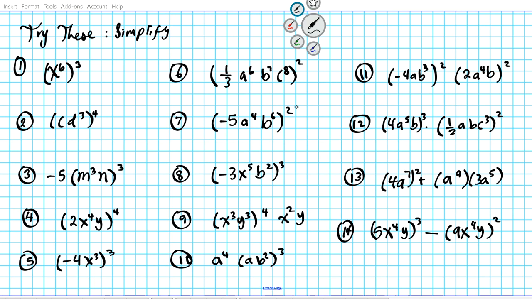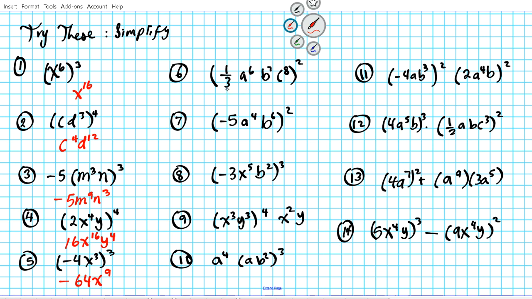Alrighty, so hopefully you had a chance to try the problems. These are the answers to the practice problems. Question number 1 is x to the 16. Number 2 is c to the 4th power d to the 12. Number 3 is negative 5m to the 9th n to the 3rd. Number 4 is 16x to the 16th power, y to the 4th. Number 5 is negative 64x to the 9th.